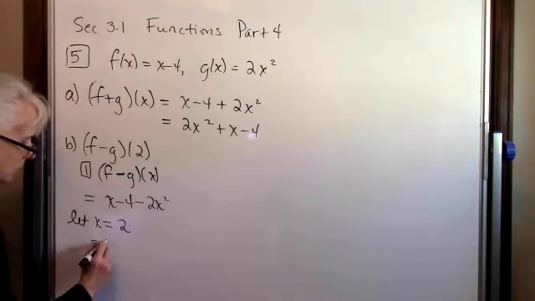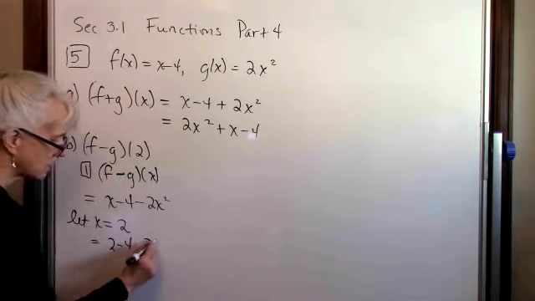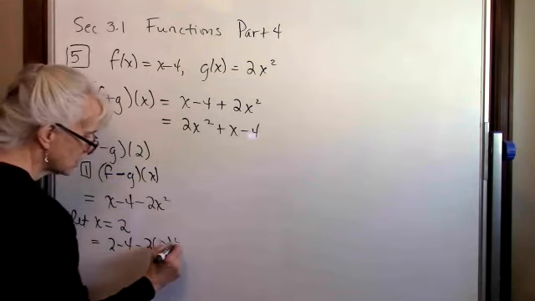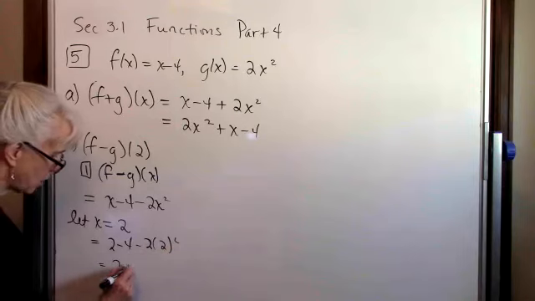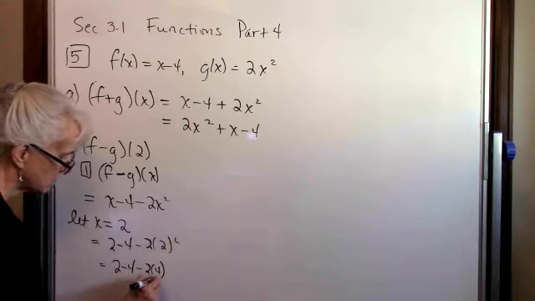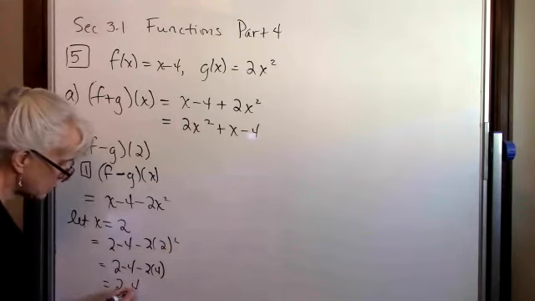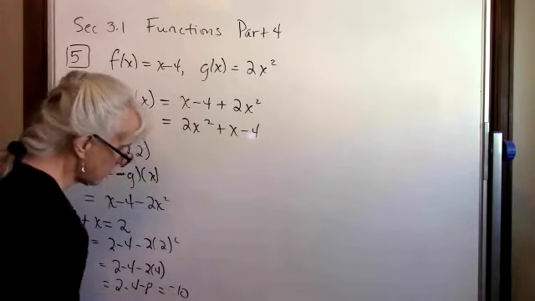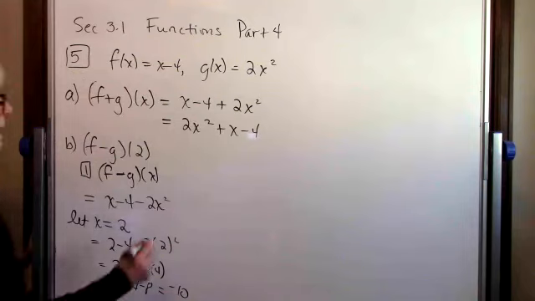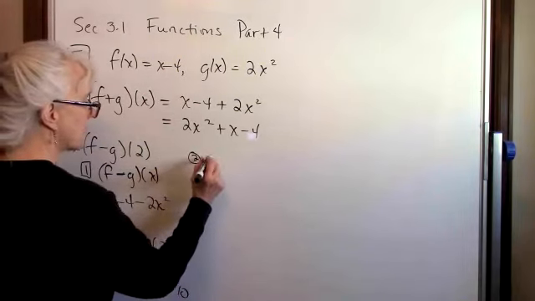If we do that, we would get 2 minus 4 minus 2 times 2 squared. Be careful here. 2 squared is 4, so that's 2 minus 4 minus 2 times 4. So that's really 2 minus 4 minus 8. We're going to get negative 10 out of that. Okay, so that's one way. The second way we can do this is to come in and find each of them individually.